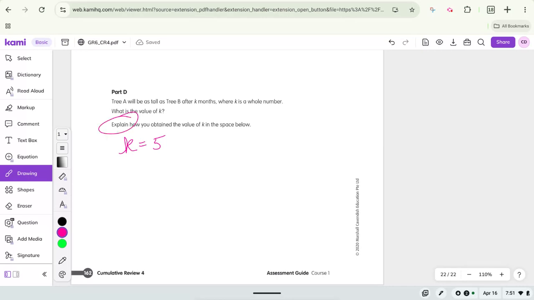So here's what I said. I said, tree A begins at a height of 200 centimeters, and tree B begins at a height of 240 centimeters. Tree A catches up to tree B at 5 months when both trees are 300 centimeters tall. After 5 months, tree A is taller than tree B.